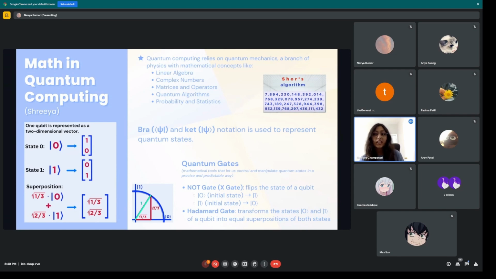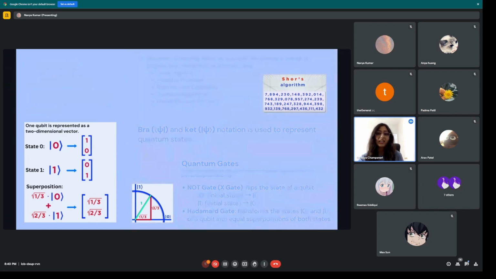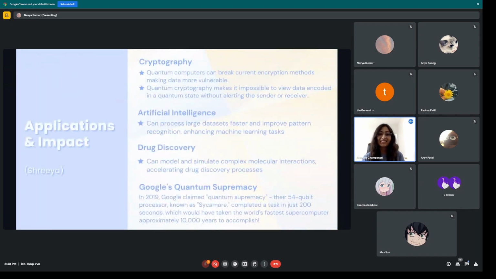An example is Shor's algorithm. As you can see, it's a really large number, and finding the prime factors of this huge number could take years with a classical computer, but only a few minutes or seconds with a quantum computer. And finally, probability and statistics.